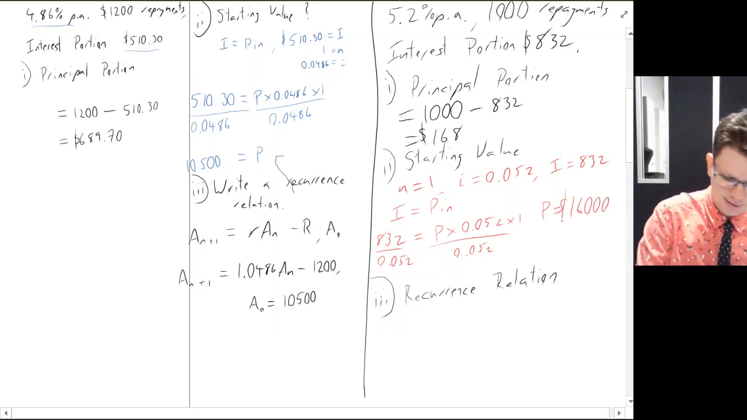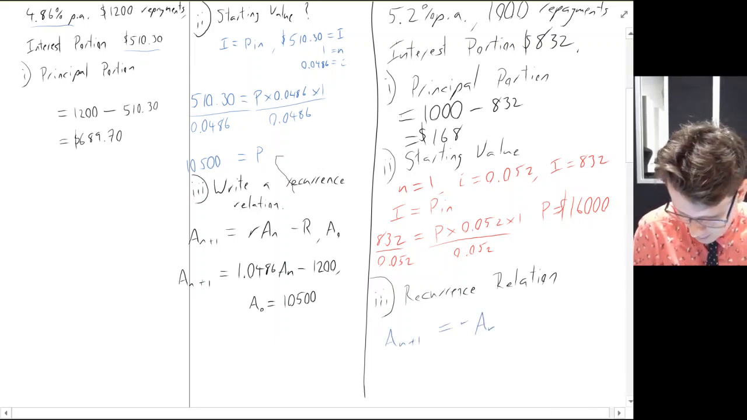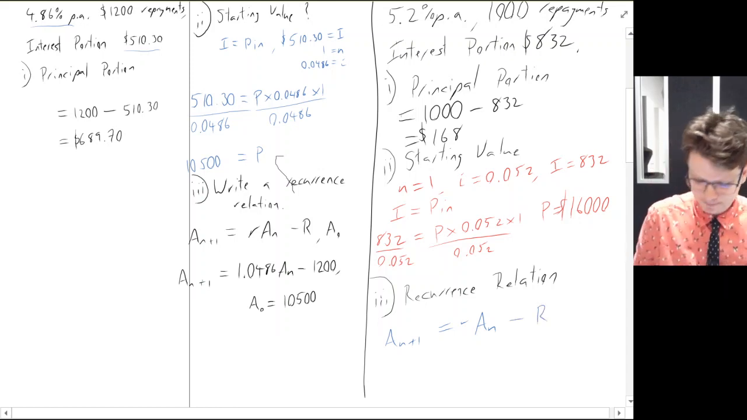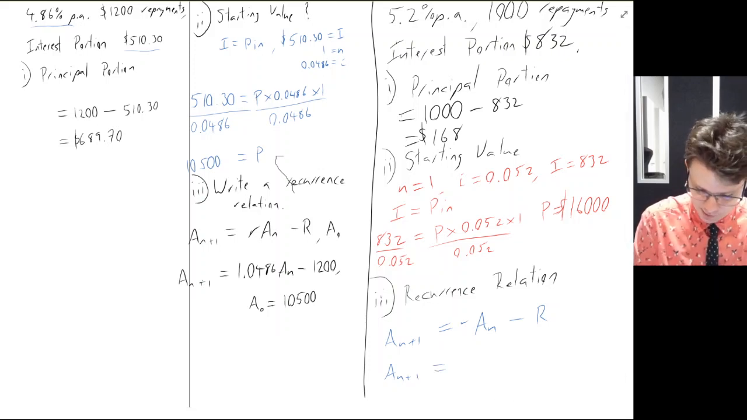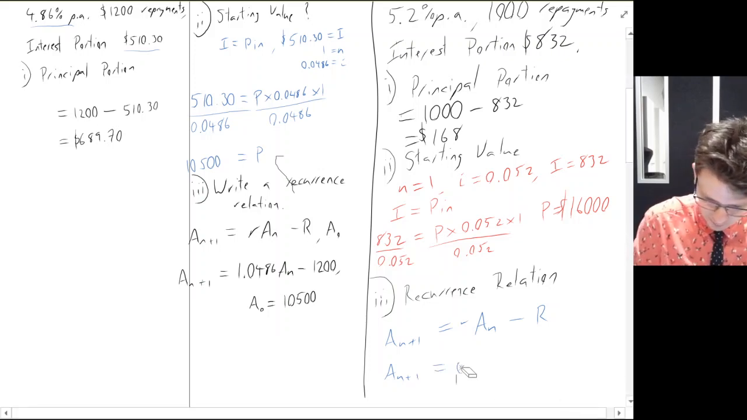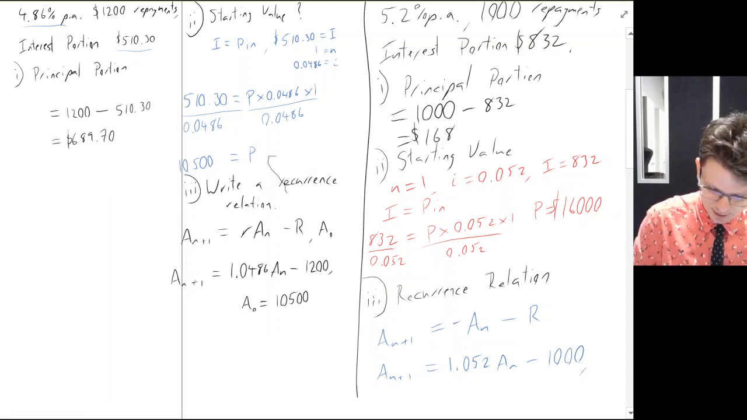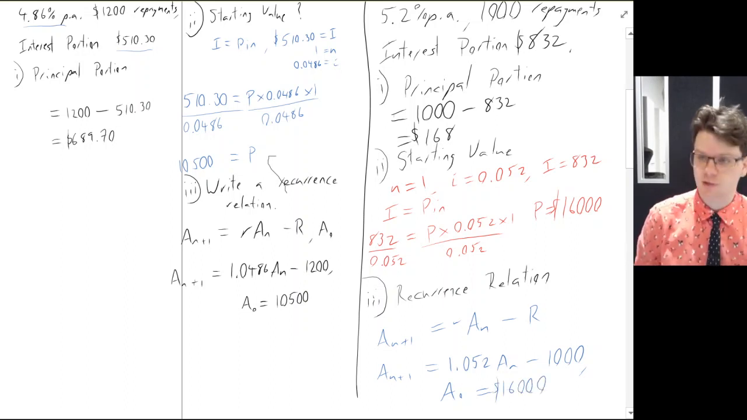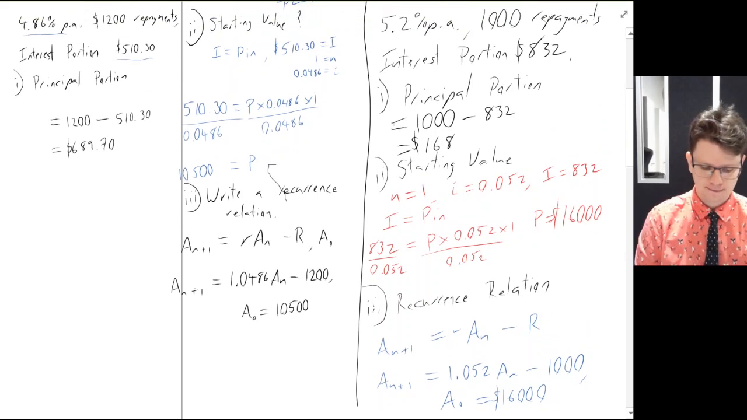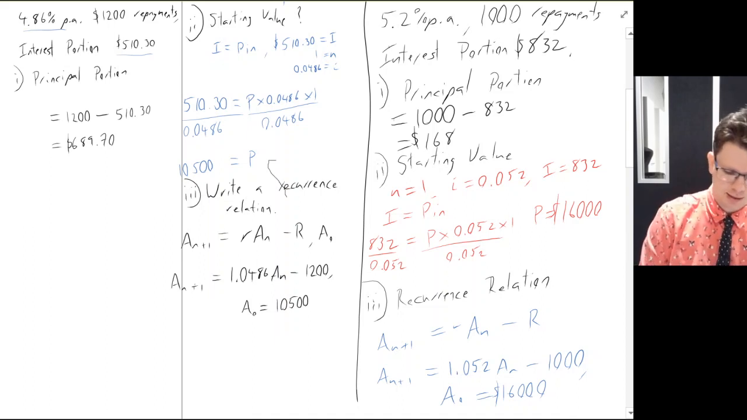And now I'm ready for the last step, which is to do my recurrence relation. A_{n+1} equals R A_n minus capital R. A_{n+1} is equal to, well, my R is 5.2%, so it's 1.052 A_n minus my $1,000 repayments, given that my starting value, A naught, was $16,000, sorry.